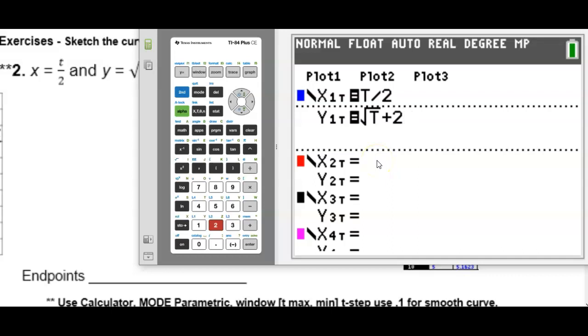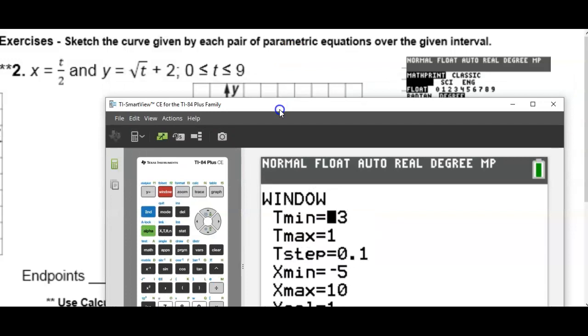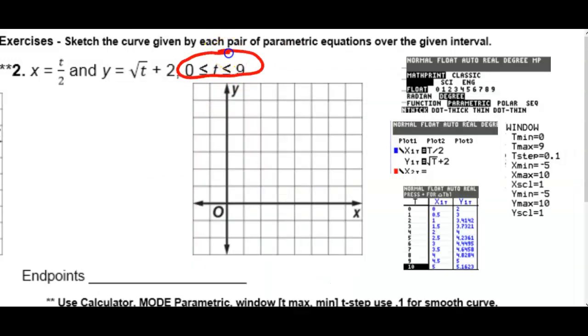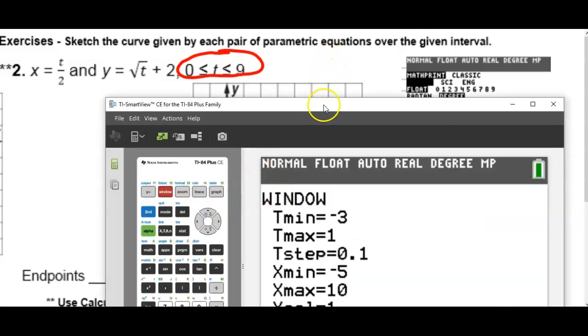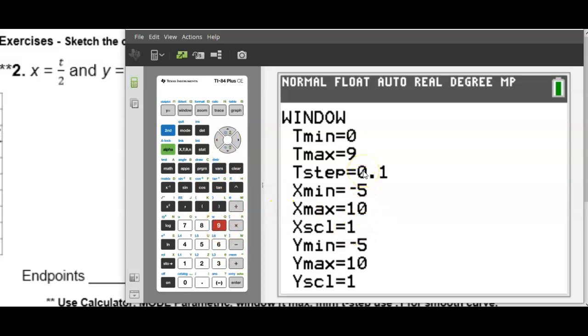All right. Then a huge part of parametric graphing on the calculator is setting the window, because this is where you tell it what t values to use. So this question says, I want to use t's from 0 to 9. So when I'm setting the window here, I need it to say from 0 for the t minimum to 9 for the t maximum. And this t step is a problem for students. Just use 0.1. I'm just going to tell you, we're just going to always use 0.1.